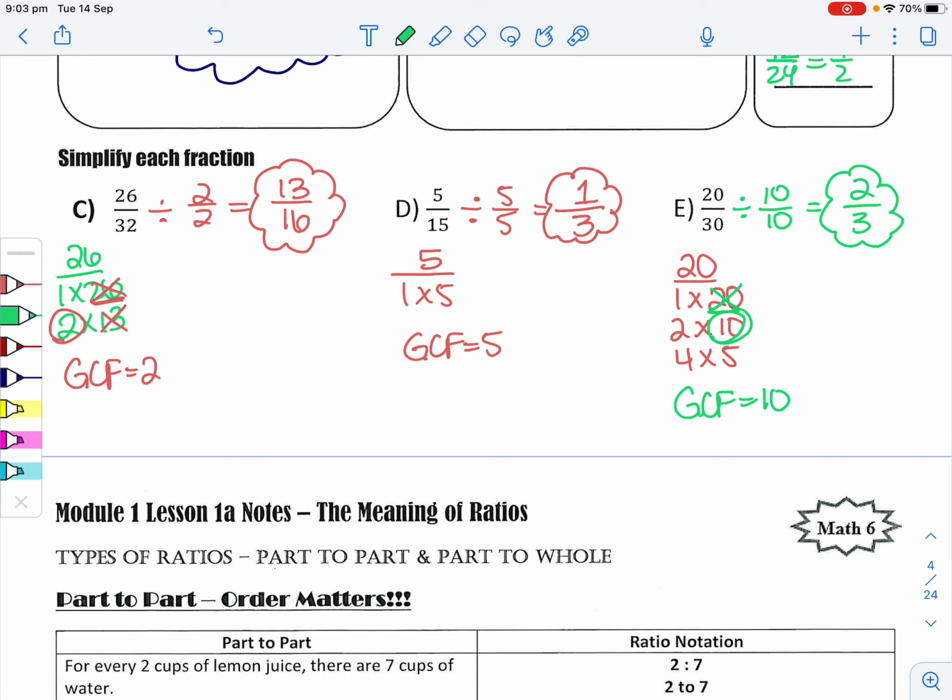We are going to complete some more practice on this and take a quiz in a couple of days.